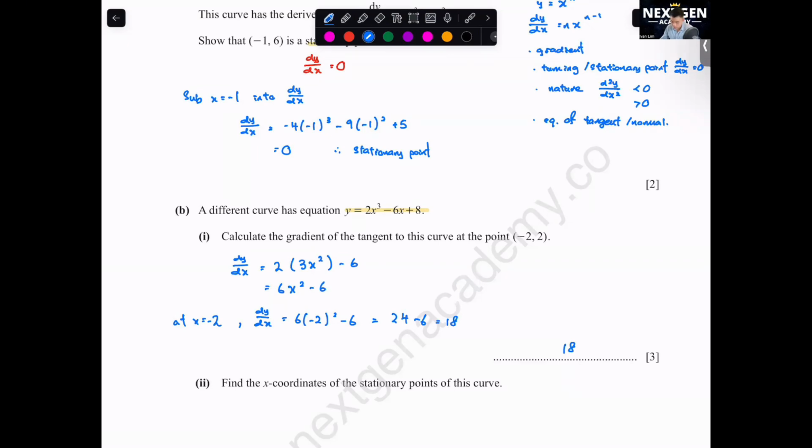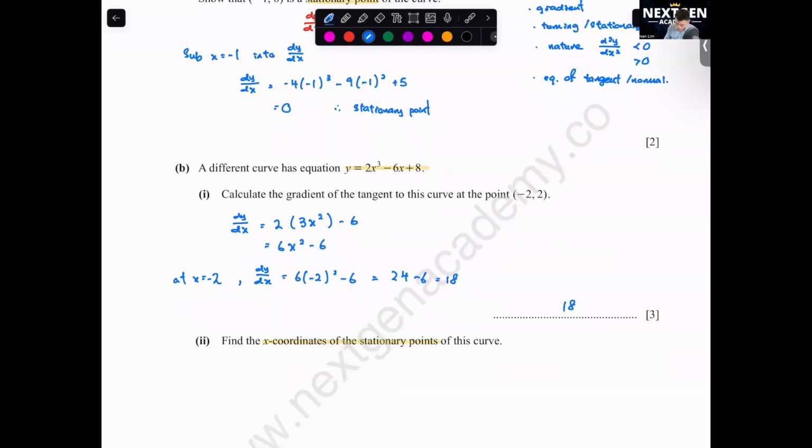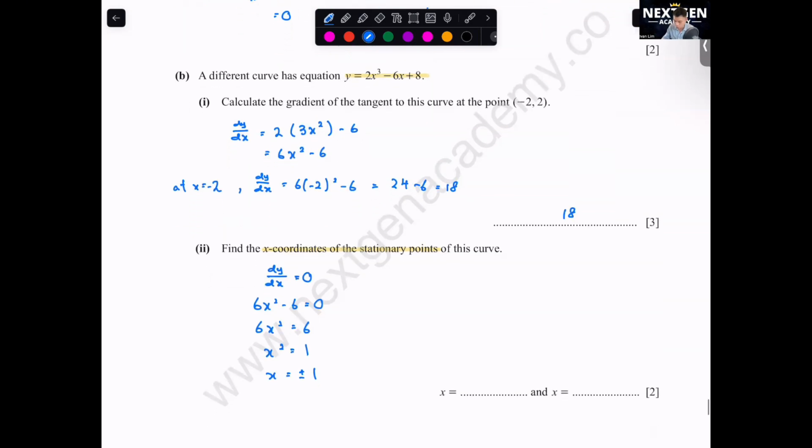Okay, then the last one, find the x coordinates of the stationary point. Again, stationary point. So stationary point will be dy over dx equals 0. What was the dy over dx that we found just now? 6x squared minus 6. So 6x squared minus 6 equals 0. We solve for this. 6x squared is equal to 6. x squared equals 1. x equals plus minus 1. Because when we square root, you will get plus minus. So you get -1 and 1.